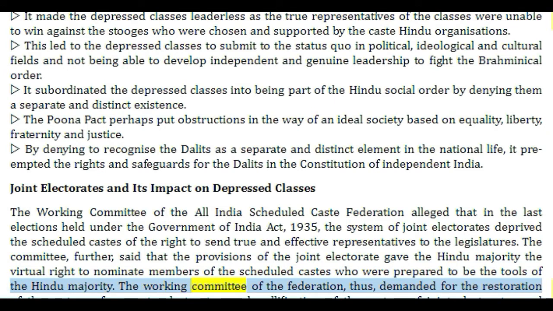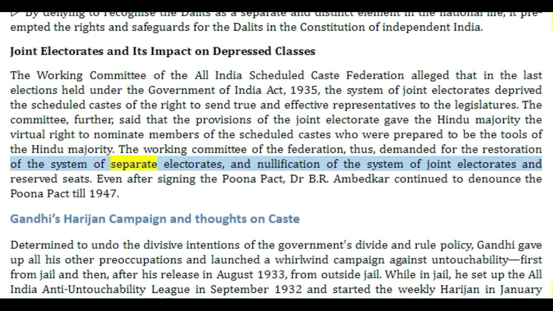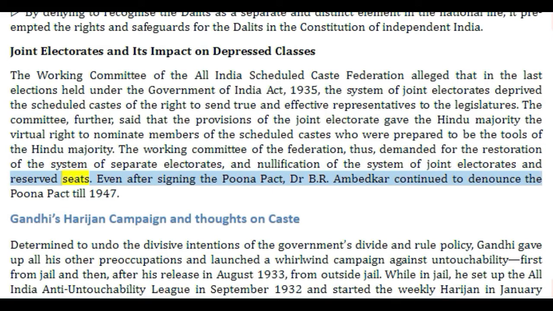The Working Committee of the Federation, thus, demanded the restoration of the system of separate electorates and nullification of the system of joint electorates and reserved seats. Even after signing the Pune Pact, Dr. B.R. Ambedkar continued to denounce the Pune Pact till 1947.